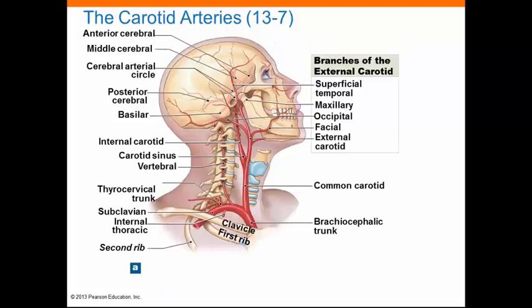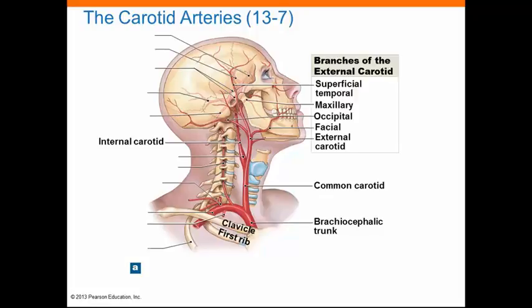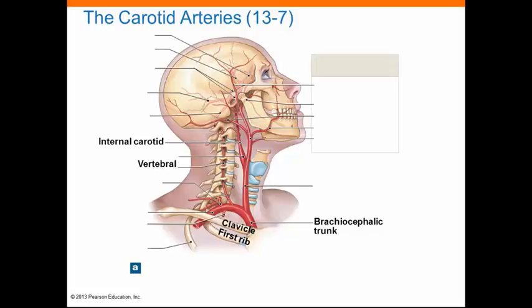The carotid arteries and its branches supply the brain and the face. Let's take a look at those next. The common carotids ascend up into the neck and divide into the external carotid artery and the internal carotid artery. The external carotid artery supplies the pharynx, esophagus, larynx, and face. The internal carotid artery enters the skull and supplies the brain and eyes.